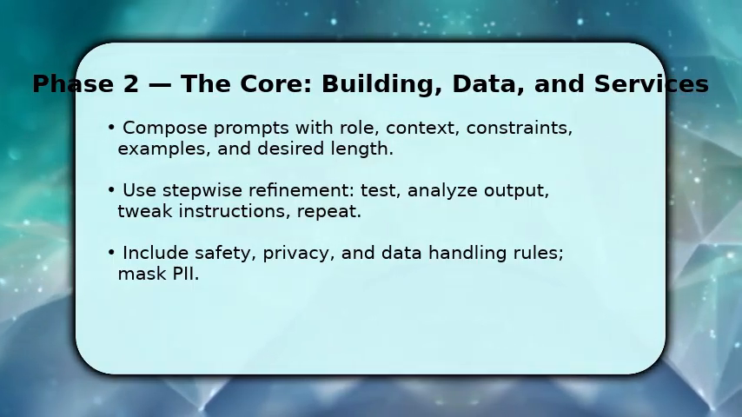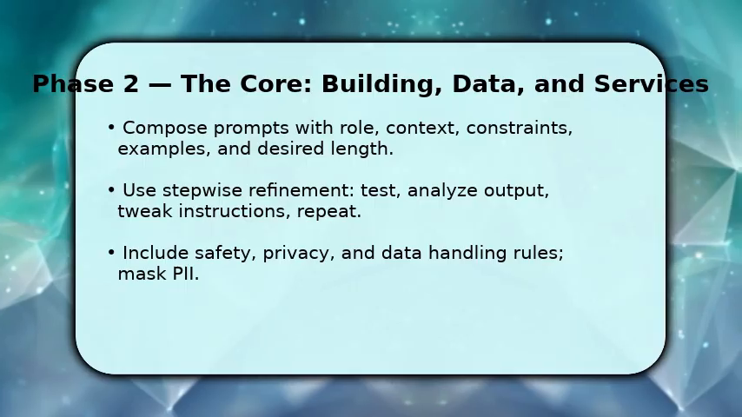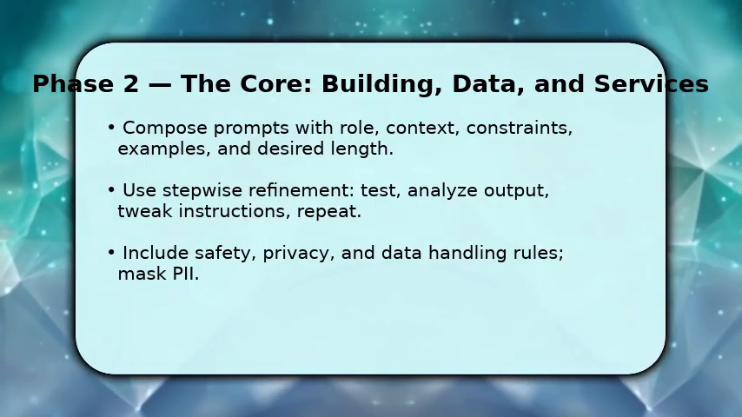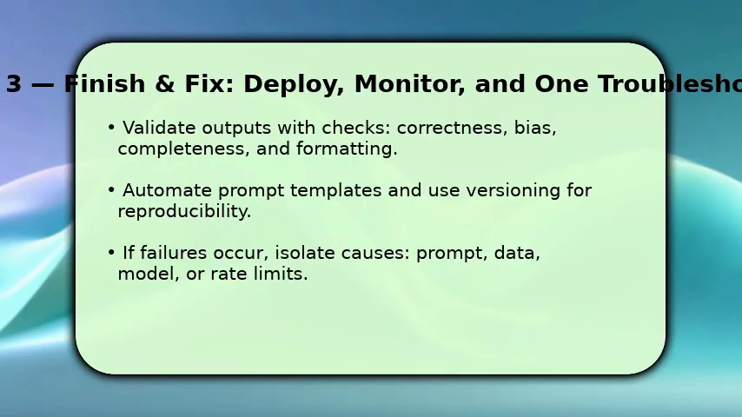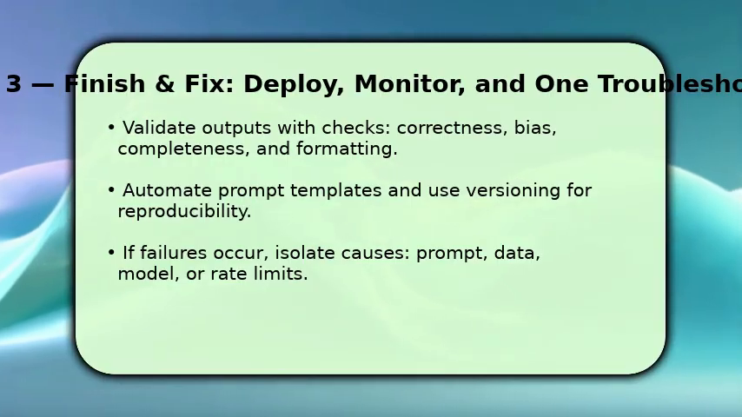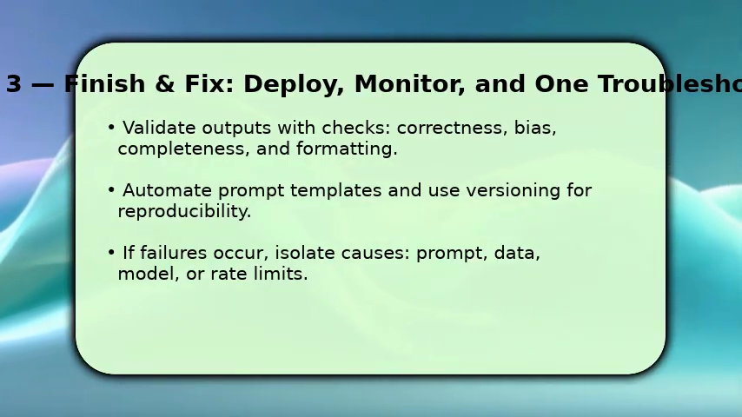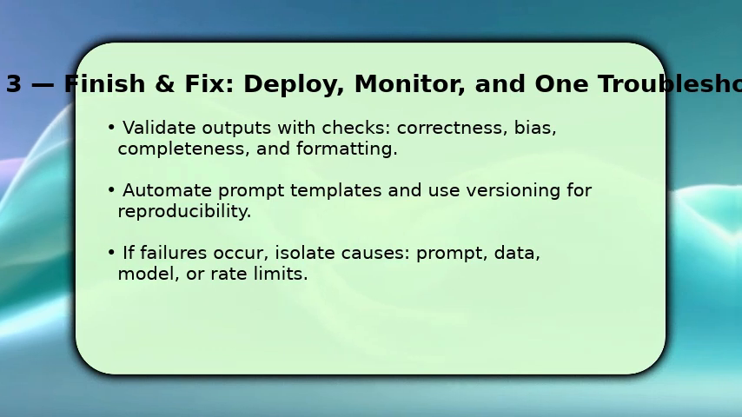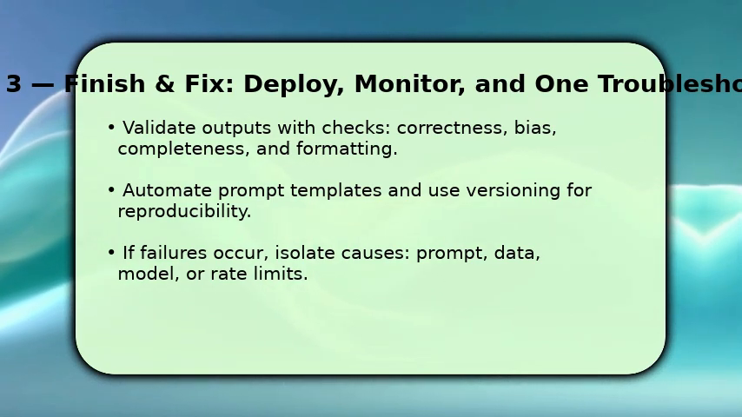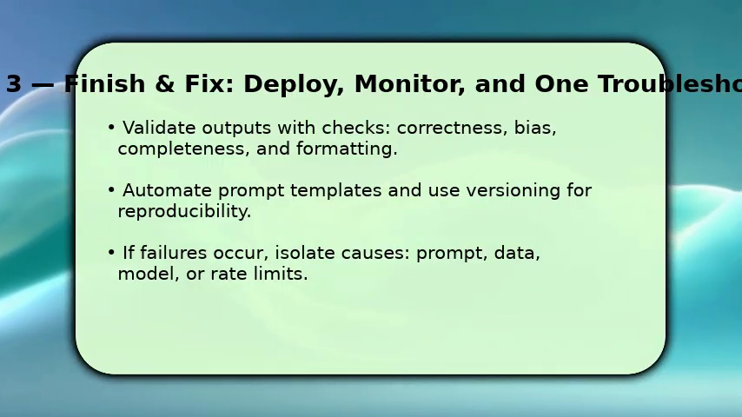Also, embed safety and data rules so the bot avoids sensitive info. That prevents rework later. To finish, validate outputs with concrete checks: accuracy, bias, and correct format. Once reliable, create templates and version them so you can reproduce results and roll back changes.